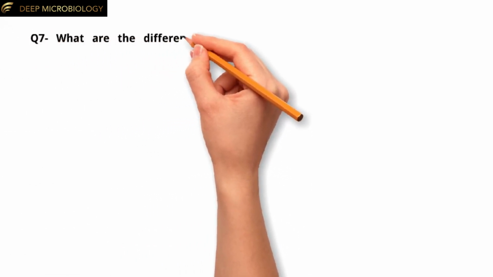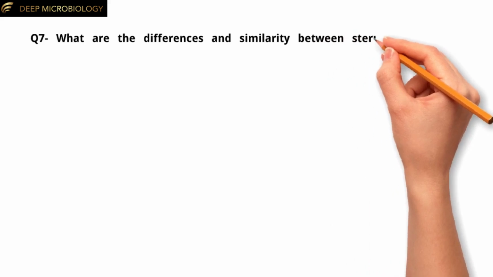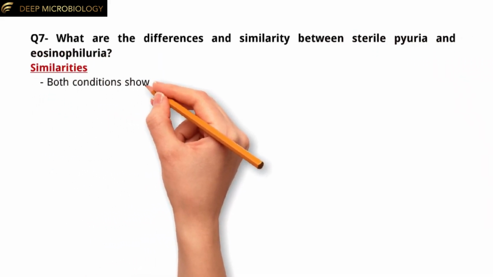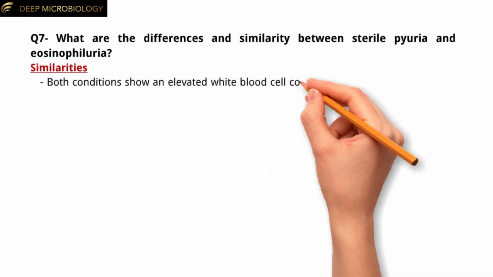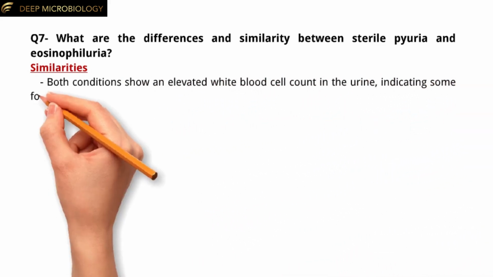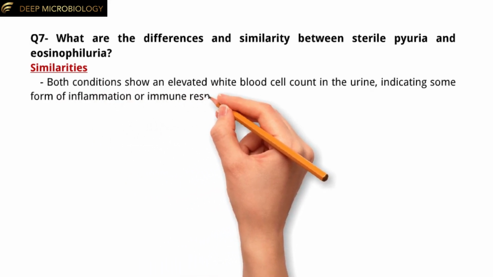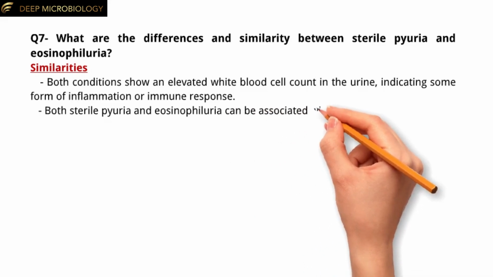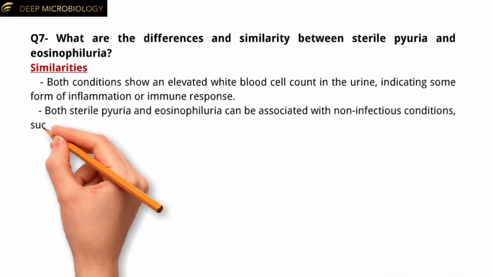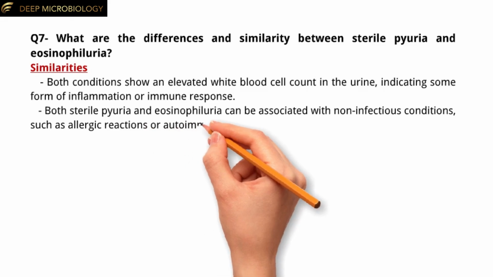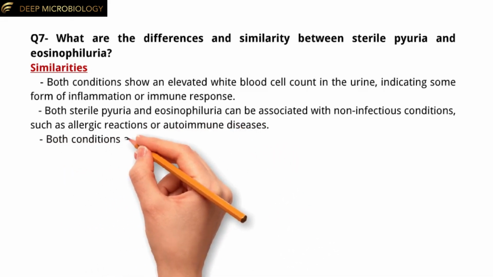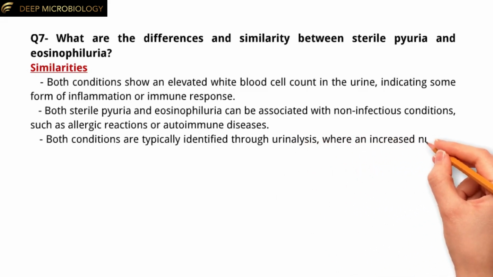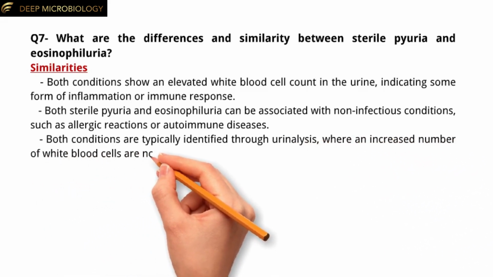Question 7. What are the differences and similarities between sterile pyuria and eosinophiluria? Similarities. Both conditions show an elevated white blood cell count in the urine, indicating some form of inflammation or immune response. Both sterile pyuria and eosinophiluria can be associated with non-infectious conditions, such as allergic reactions or autoimmune diseases. Both conditions are typically identified through urinalysis, where an increased number of white blood cells are noted.